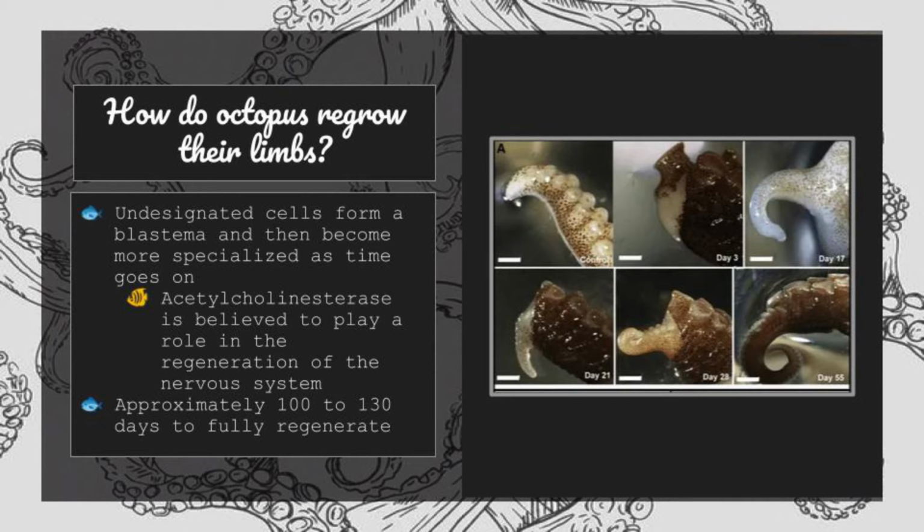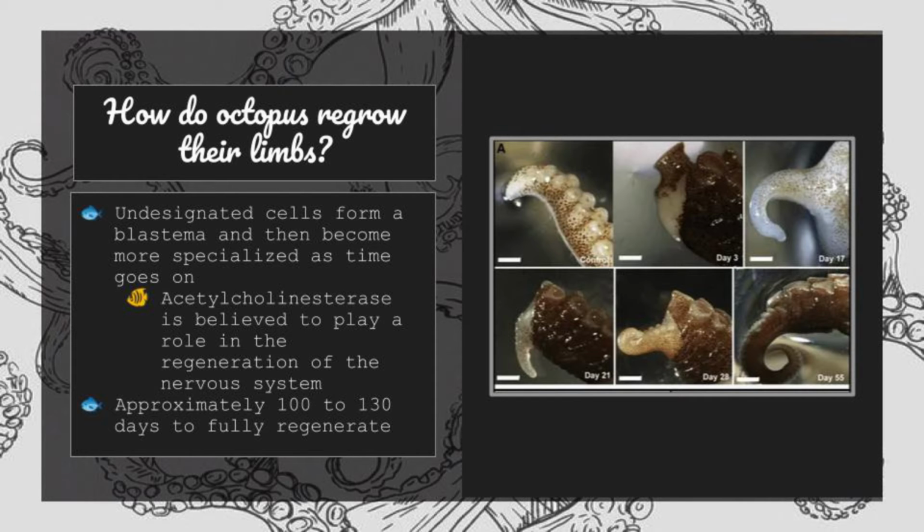These cells are unspecialized or undifferentiated, which essentially means they are undesignated to a specific type of growth such as skin or neurological cells, as the gene that provides instructions for the cell has not yet been activated. These cells collect near the base of the lost limb and form a blastoma, or a mass of undifferentiated cells, which then gradually regenerates every aspect of the original limb and forms into a new functioning tentacle in approximately 100 to 130 days.